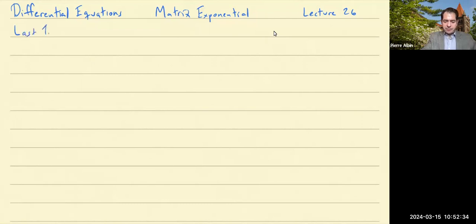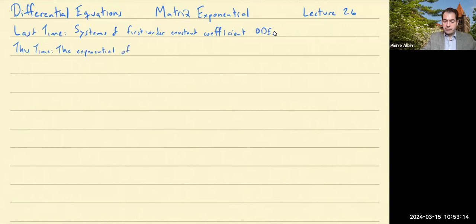Last time, we started talking about systems of first order constant coefficient ODEs and how to solve them. This time, we're going to continue talking about how to solve them by using the exponential of a matrix.